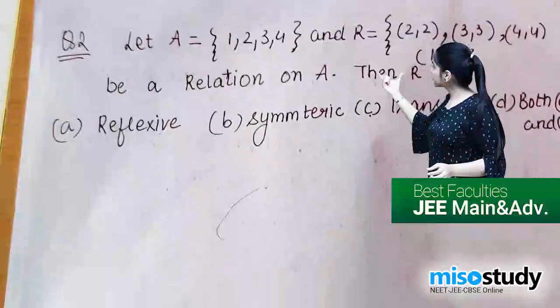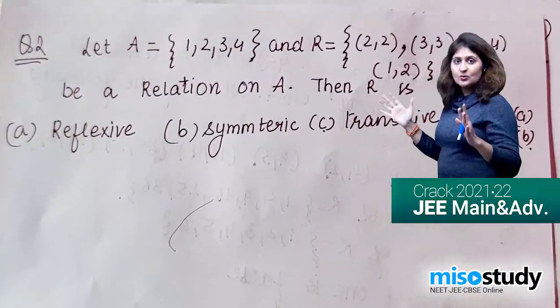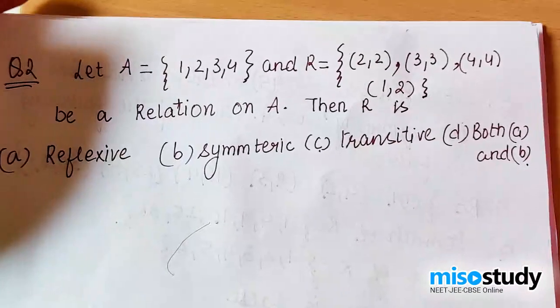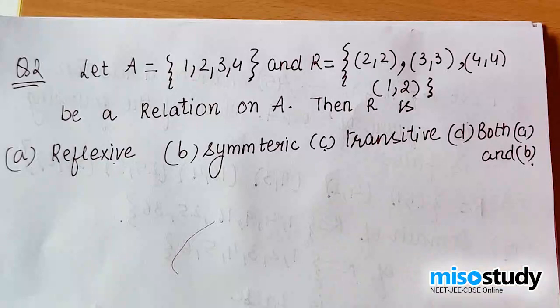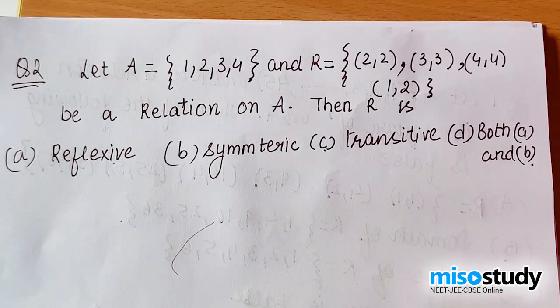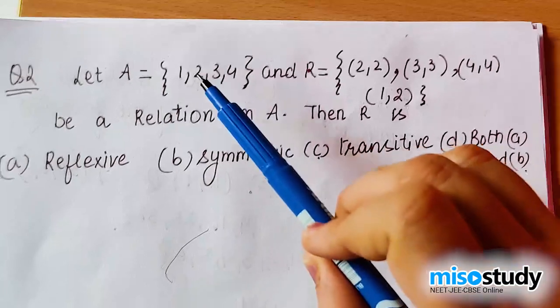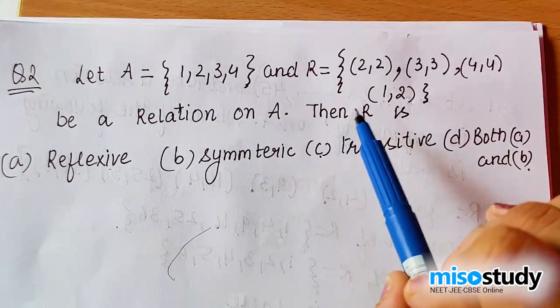Question number 2. Now let's understand what this question says. A = {1, 2, 3, 4} and R is a relation {(2, 2), (3, 3), (4, 4), (1, 2)}. Then R is reflexive, symmetric, transitive, or both A and B? A very simple question. You have to check whether it's reflexive. For reflexive, you must have (1, 1), (2, 2), (3, 3), (4, 4).